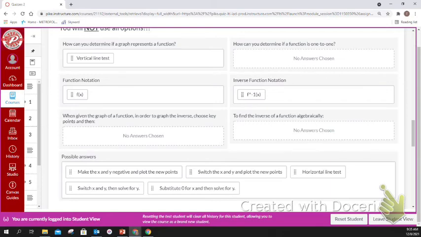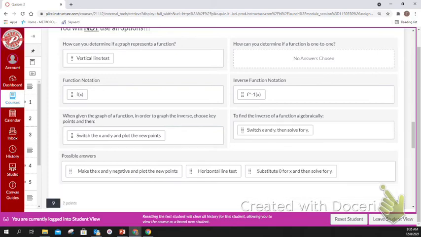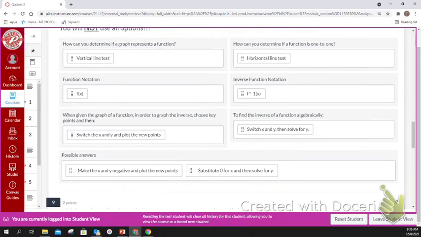When given a graph of a function, in order to find the inverse, choose key points and then switch x and y to plot your new points. To find the inverse algebraically, you switch x and y and solve for y. And then where it says, how can you determine if a function is one-to-one? That one you have to do a horizontal line test. So I'll give you a second to drag and drop those in the right position.